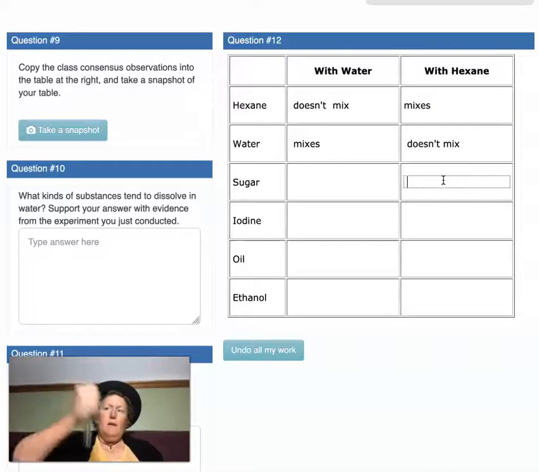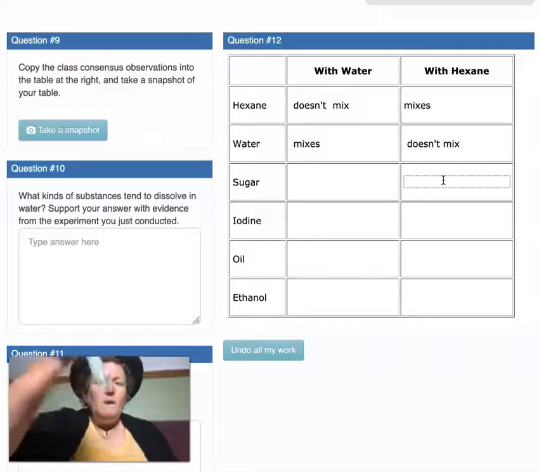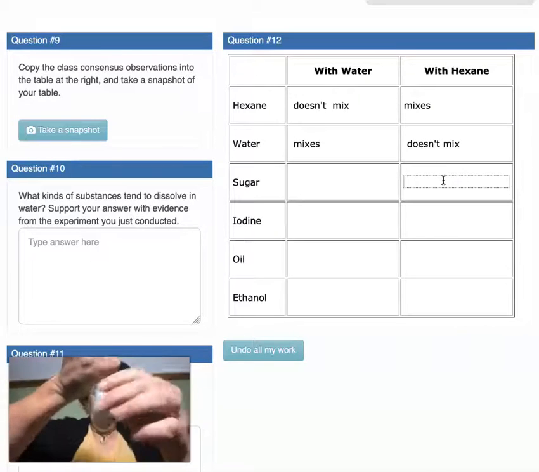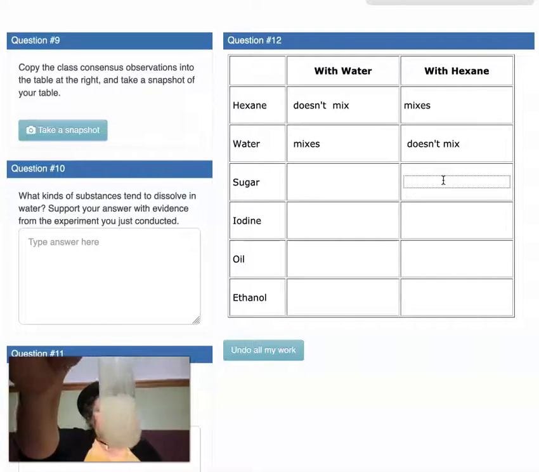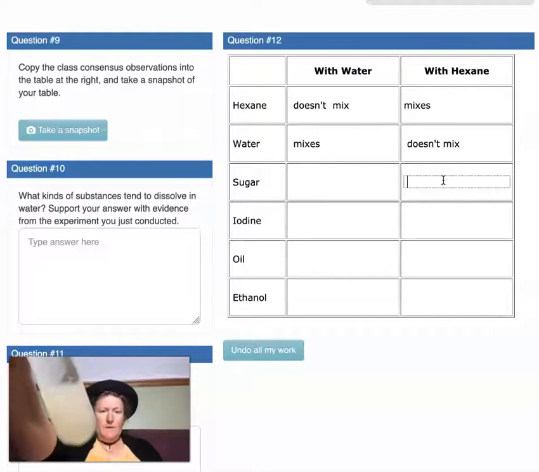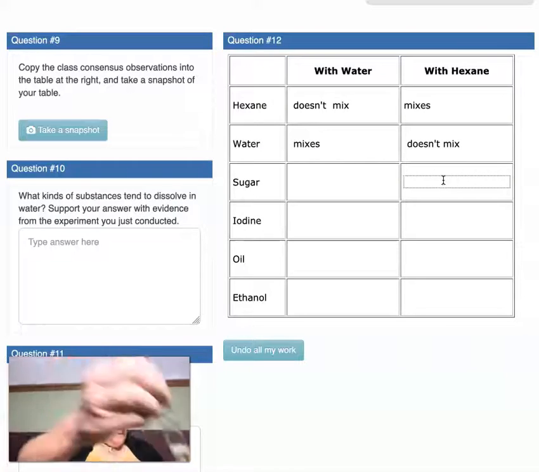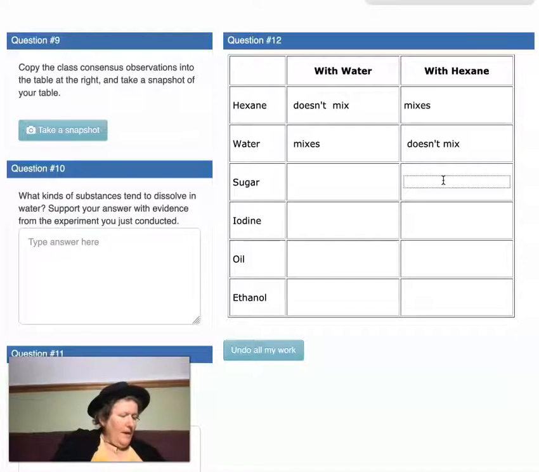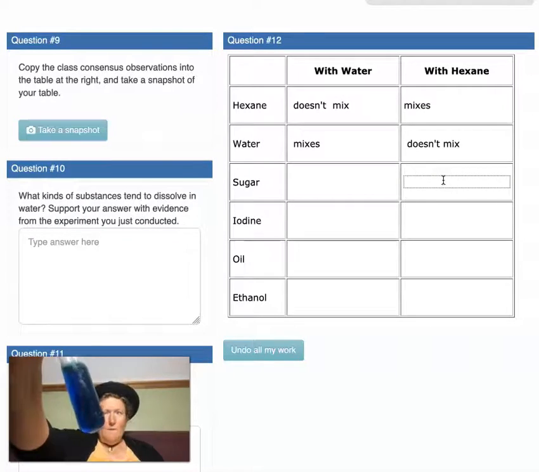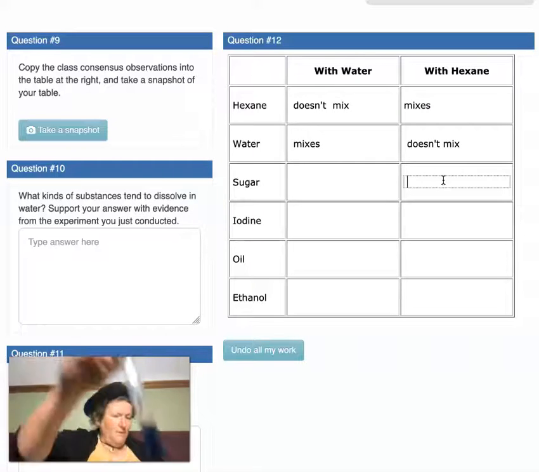And if I shake it up, I can shake all I want to. But sugar with hexane isn't going to mix. Sugar and hexane is a no-go. I put sugar in this tube of water and mixed it up. Definitely fine.